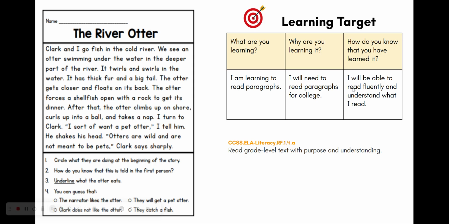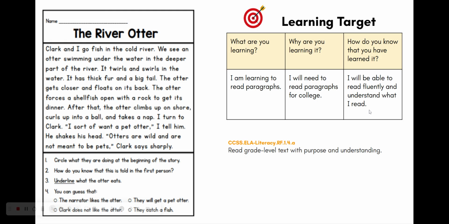Great. Okay. Last question. How do you know that you've learned it? I'm going to read it in 3 parts and you're going to repeat. Okay. First part. I will be able, repeat, to read fluently, repeat, and understand what I read. Repeat.